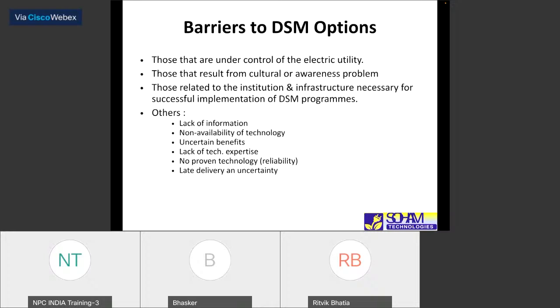Some of these are not under the control of the electricity utility. Those that result from cultural and awareness programs, those related to institutional and infrastructure needs necessary for successful implementation of a program. I have given a lot of DSM programs in five-star hotels. I have told many people at that time, when going to PHD Chamber or somewhere, I have asked them to put it in simple hotels where AC is available. But in five-star hotels, what is happening? They are putting in all this lighting.